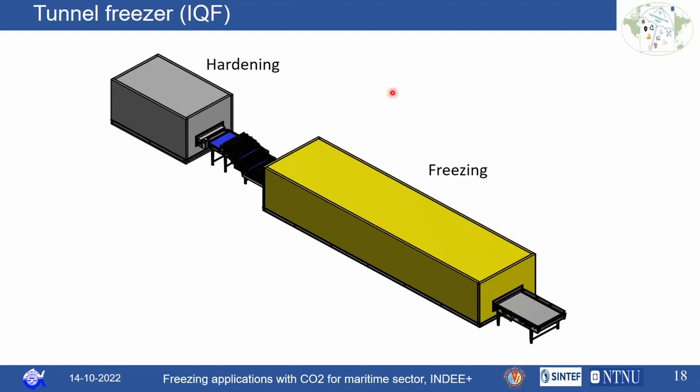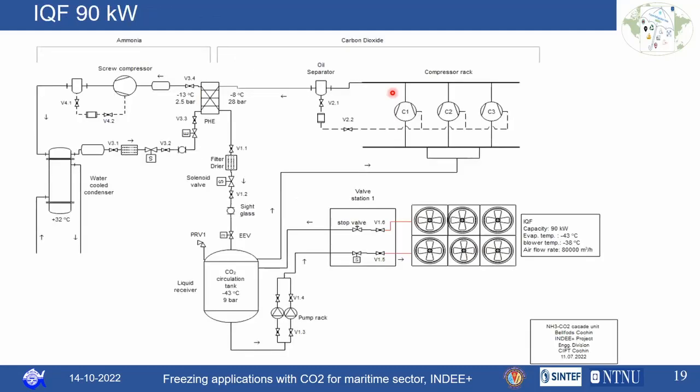So that is what is done in the IQF, and this shows our proposed 90 kilowatt system for the seafood industry. Most of the things remain the same here. You have your top ammonia cycle, and it goes to the cascade heat exchanger. The cascade heat exchanger can be either a PHE, that is a plate heat exchanger, or a shell and tube heat exchanger. It depends upon your requirement. And then in the bottom cycle, you have the same arrangement. There will be a compressor rack and an oil separator, and this will be expanded to our circulation tank, and using a pump, it goes to the evaporator, and the cycle continues.